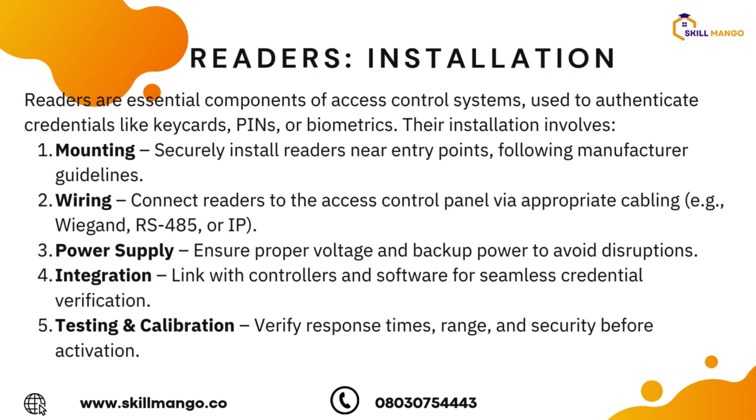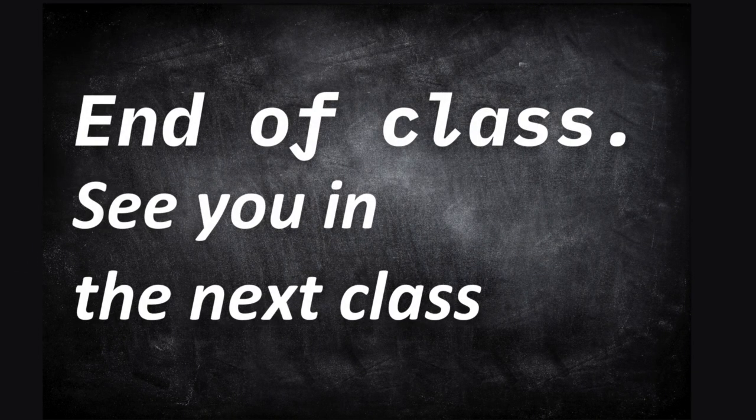Then the power supply. Nothing works without power. You have to get a centralized power supply to power your door, and that will be your backup, so when there's a power failure, it's still working. Then integration: we have to link it with controllers. In the case of a centralized system, or maybe standalone, it integrates with the other components, which are the mag lock, the exit button, and the reader itself. Those are the components. Then you have to do some testing and calibration. This is very important after your installation. You have to ensure that everything corresponds. So that is that for the readers.